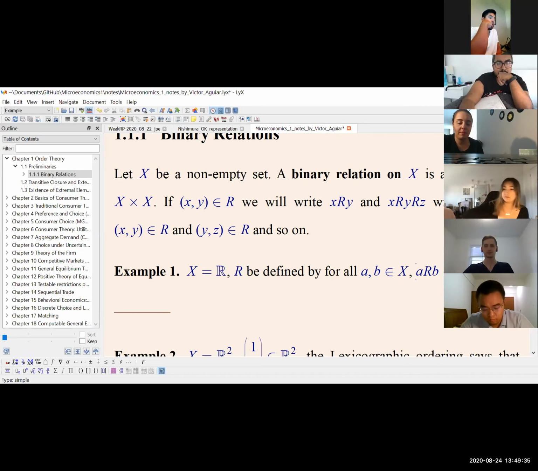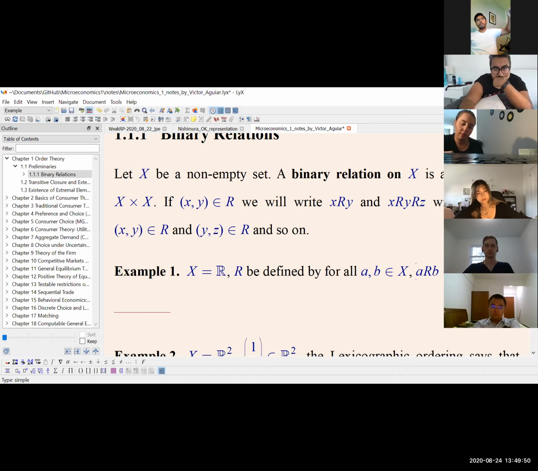The example goes through for positive cases, right? I agree. So now, some important things about this order. This is a kind of nice order because I'm going to ask you the following. If I take any two numbers in the real line, can you tell me which one is bigger?